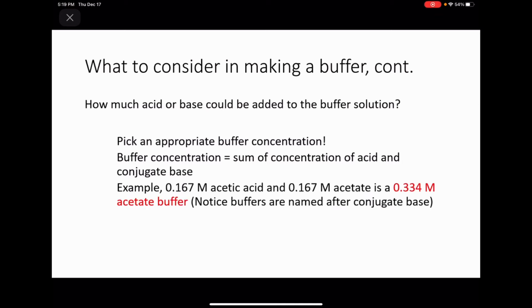So as an example, we'll pick on the acetic acid acetate we've been working with. So remember, we made one that was 0.167 molar acetic acid, 0.167 molar acetate. Those are the two concentrations of each of the components, but the buffer concentration is then the sum of that, 0.334. And it's kind of a side note, when you talk about a buffer, you name it based on the conjugate base. So this is an acetate buffer, or you might have a phosphate buffer or something like that. So you don't typically say it's an acetic acid buffer.